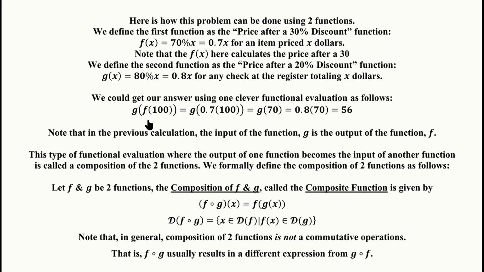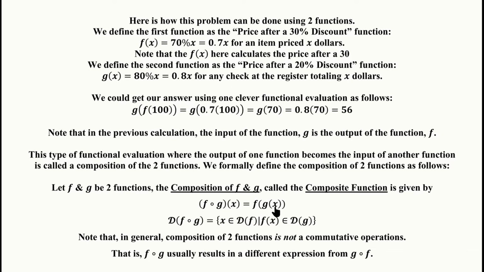So this kind of functional evaluation where the output of one function becomes the input of another function is called the composition of the two functions. And we formally define it in this way. We say let f and g be two functions. The composition of f and g, called the composite function, is given by this. First of all, we use this notation. This is not a multiplication notation, so be very careful. It's kind of like an open circle. Sometimes people say f circle g of x. What is that? That is f of g of x.